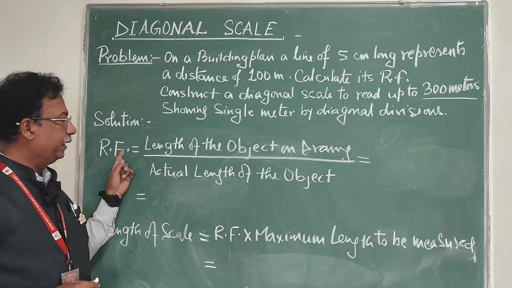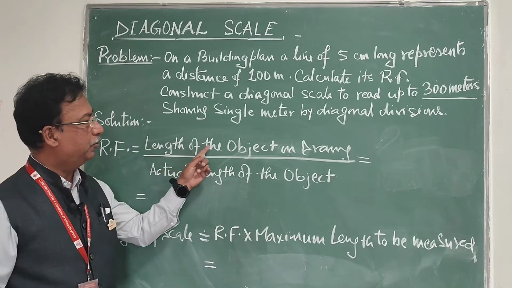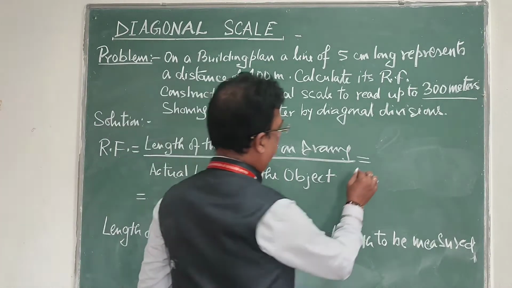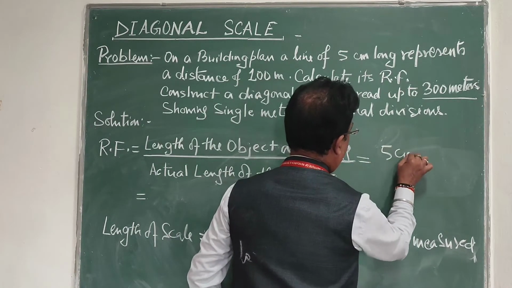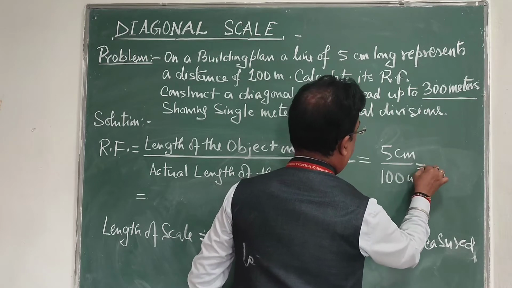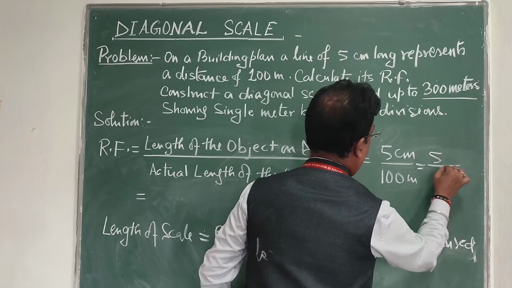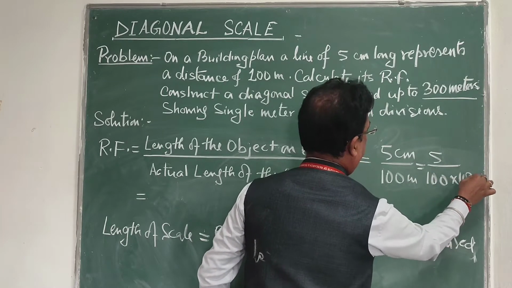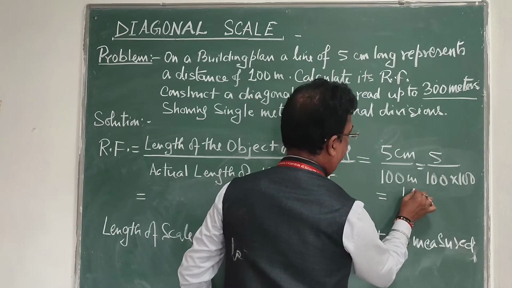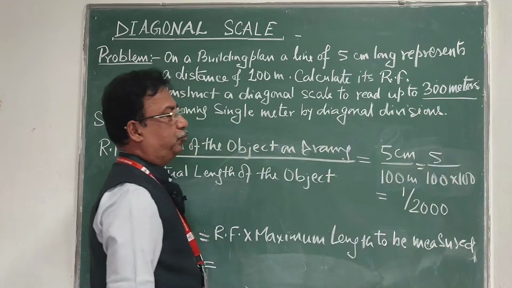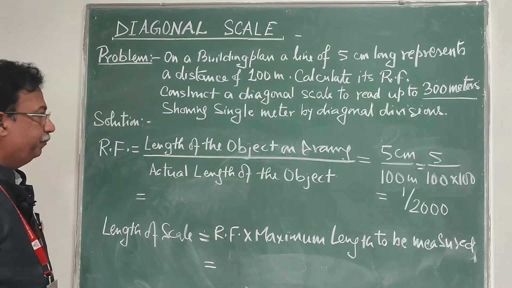The formula will be again RF equals length of the object on drawing upon actual length of the object. So if I place here, that is 5 centimeter divided by 100 meter. Now convert that into centimeter, so that comes 5 upon 100 into 100. So that comes 1 upon 2000. So 1 upon 2000 will be RF for this scale.